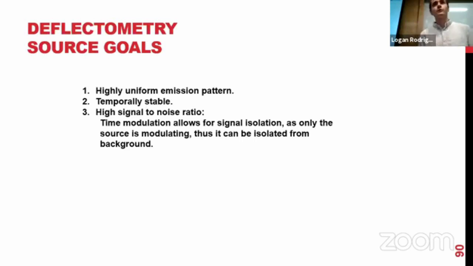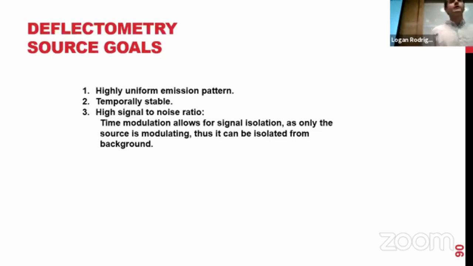We want it to be temporally stable, that is, it doesn't fluctuate around during testing. And finally, we wanted to achieve a high signal to noise ratio. Daewook and I discussed that one ideal way to achieve this without using a CO2 laser, which might cause serious damage in the lab, was to use something that we could modulate in time. That way we can say, okay, anything that's not changing at that frequency must be background noise. It must not be our signal.